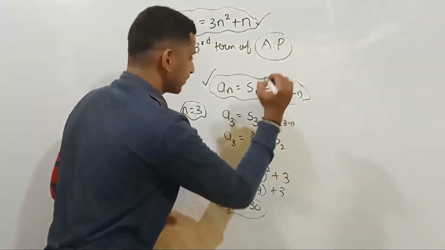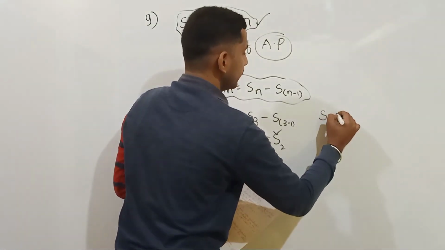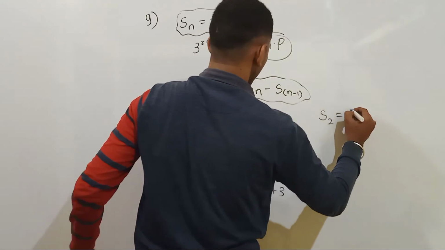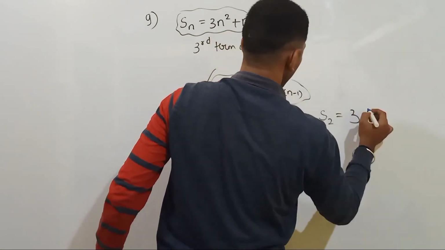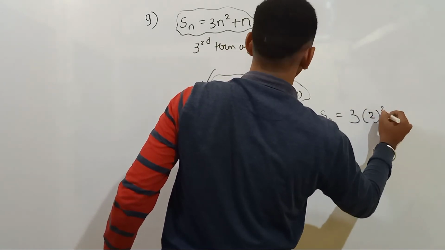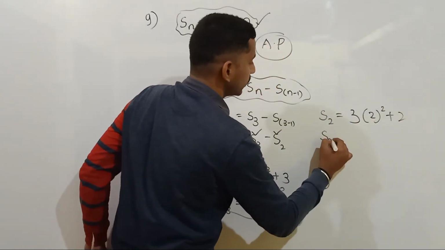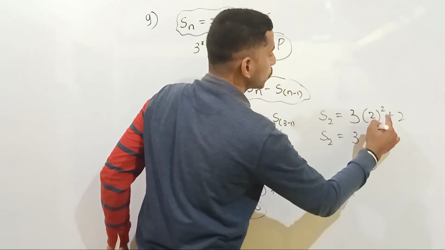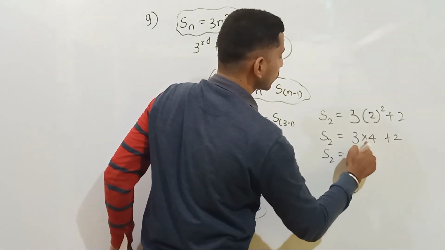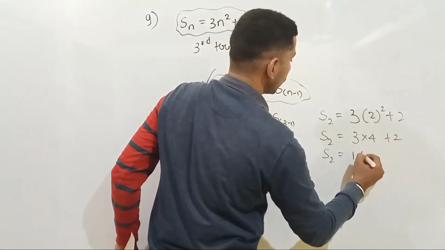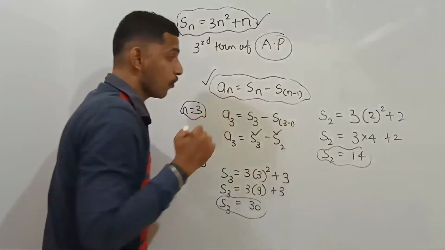Now we will find s2. s2 is equal to 3 into 2 squared plus 2. That is, s2 is equal to 3 into 4 plus 2. s2 is equal to 4 threes are 12, plus 2, 14. The value of s2 is 14.